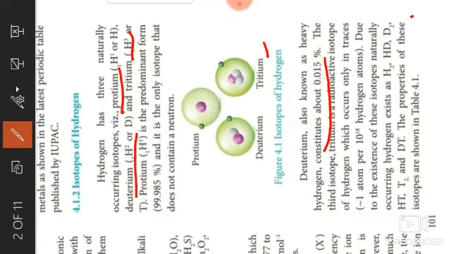Next, hydrogen contains protium, deuterium and tritium. Protium is the normal hydrogen, deuterium is the heavy hydrogen. Protium is the normal hydrogen, so normally hydrogen is called protium. Deuterium is the heavy hydrogen and tritium is the radioactive isotope.